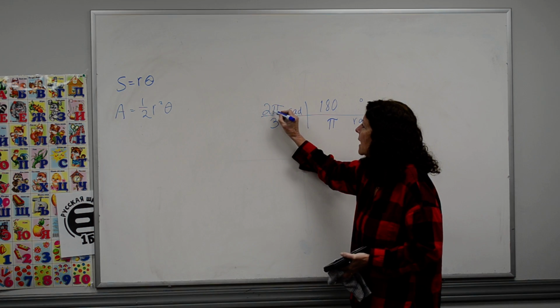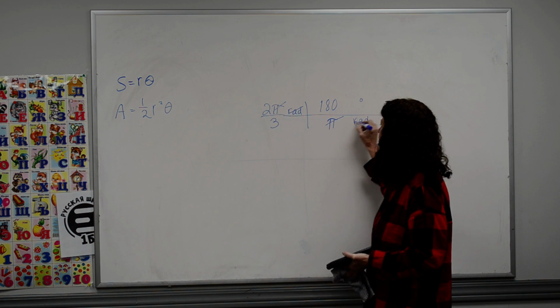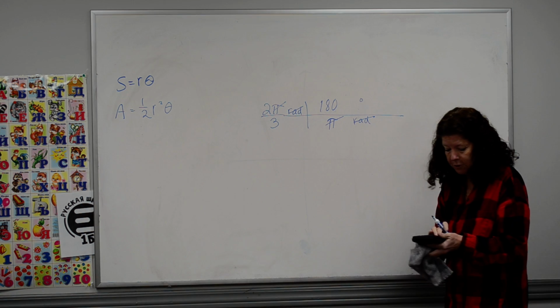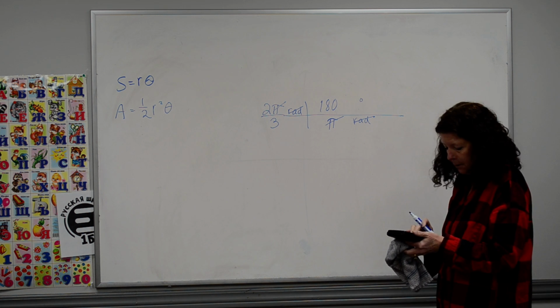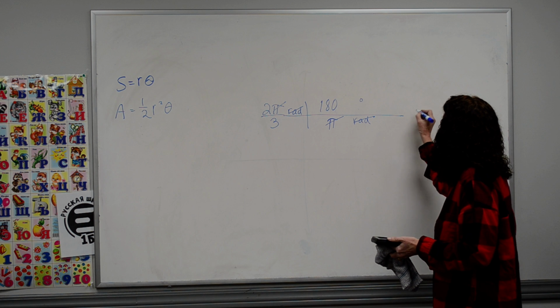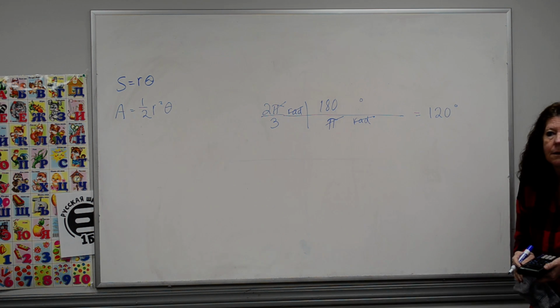Now, that means I have a pi on the top and a pi on the bottom, which those both go away. So then I'm just going to go 2 times 180 divided by 3, and I'm going to know that this is equal to 120 degrees.